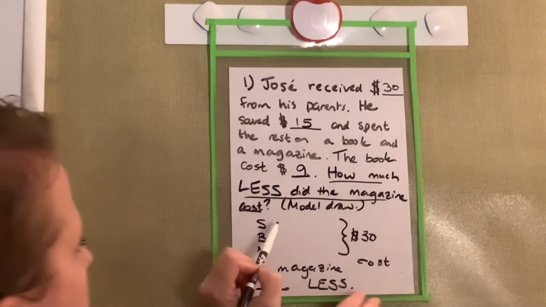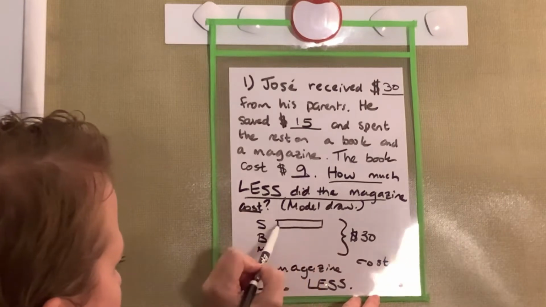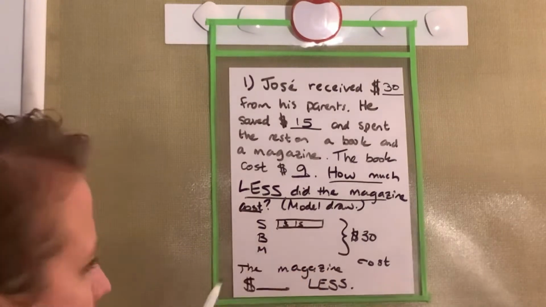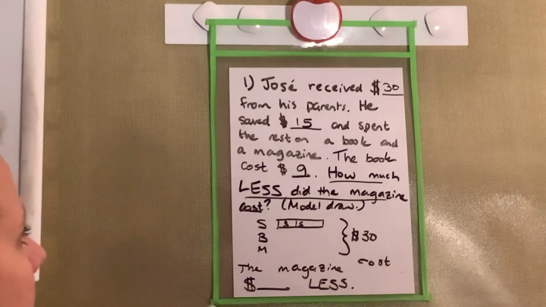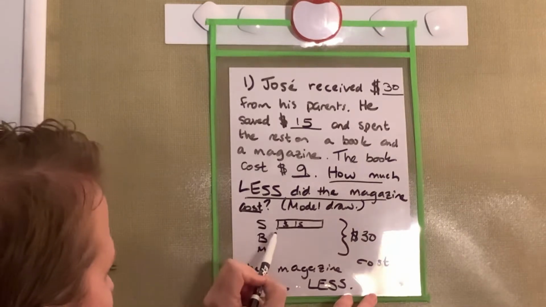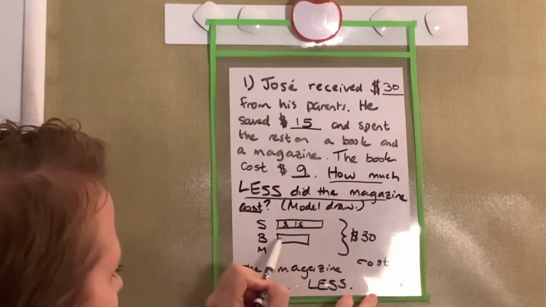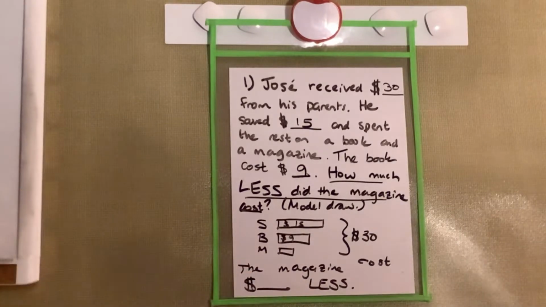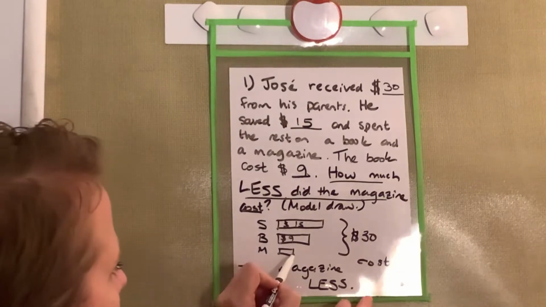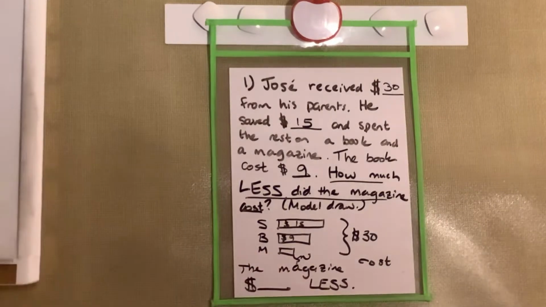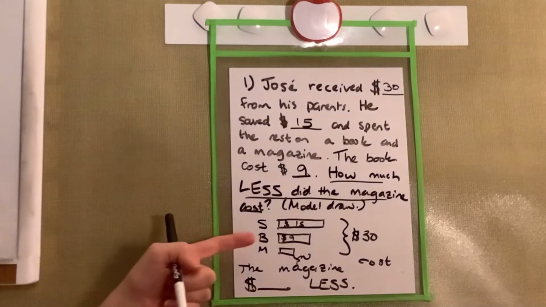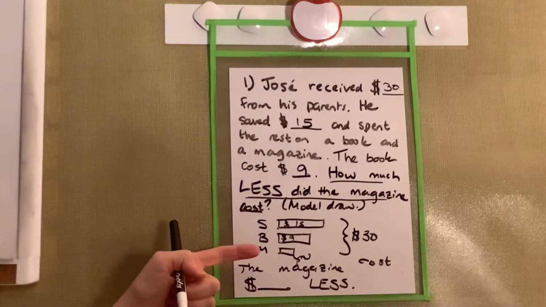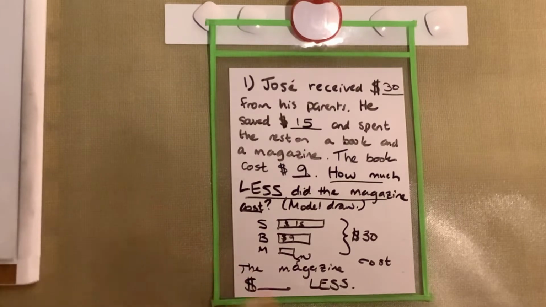That's the total amount. We also know that he saved $15, that he spent the rest on a book and a magazine. The book cost $9. And we're being asked not how much did he spend on the magazine, but how much less. So we want to find the difference between the book and the magazine, okay? So in order to do this, we do have to find out how much the magazine costs, but that's not going to be our answer, okay? That won't be the answer.